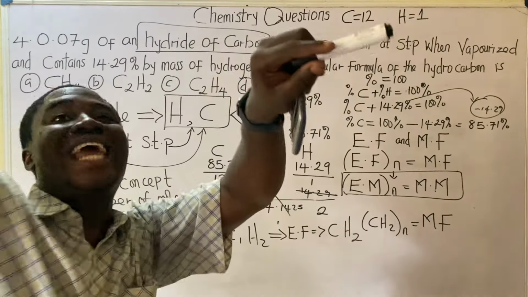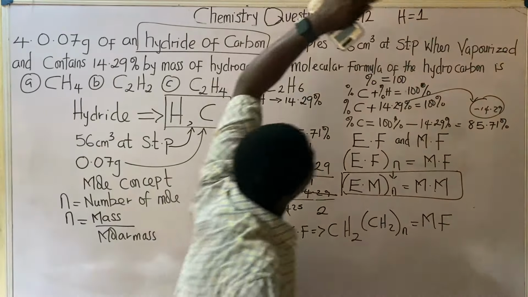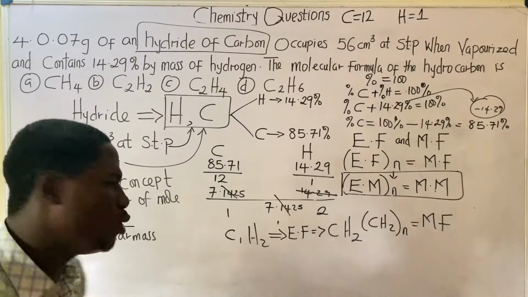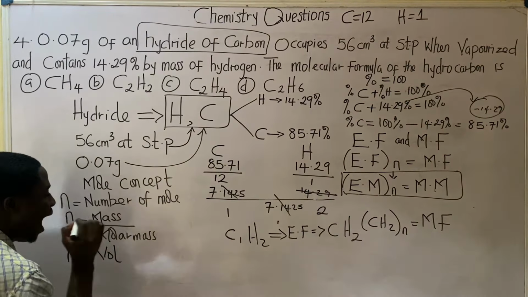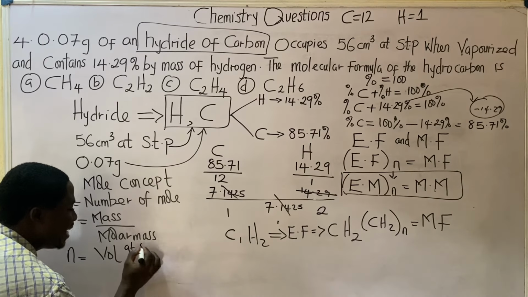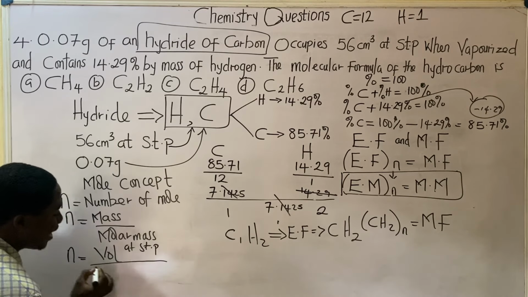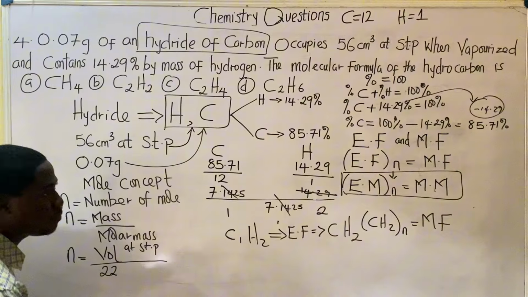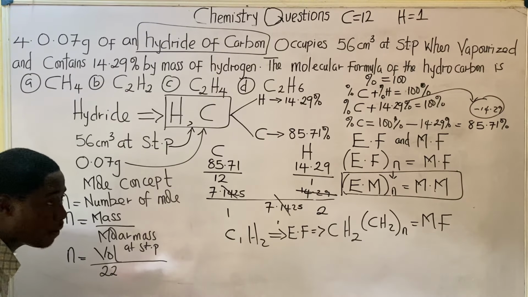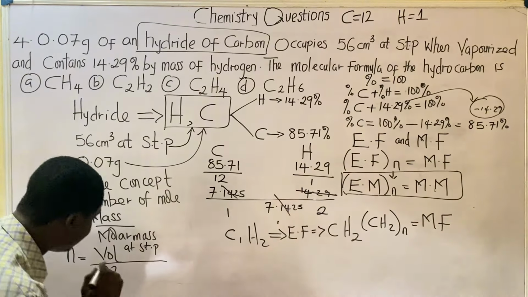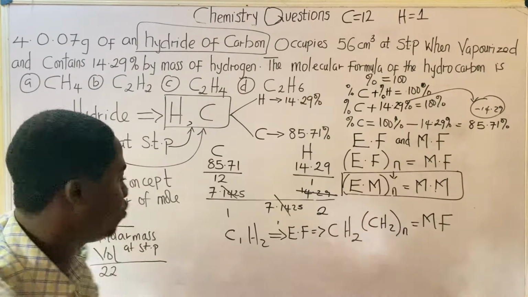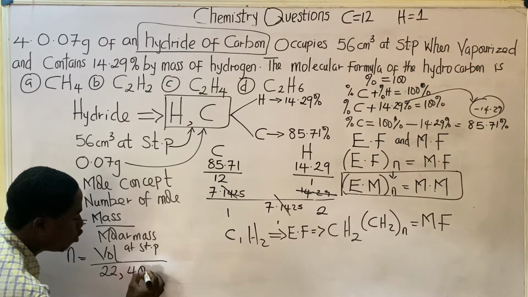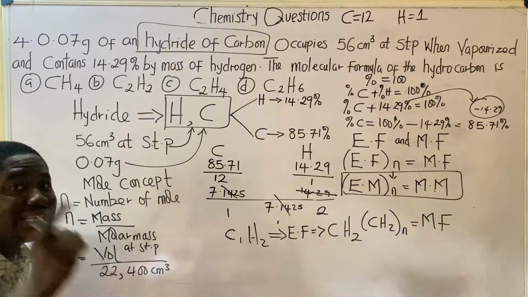That formula is at STP, because I saw STP in this question, and there is a formula for number of moles that has STP in it. That formula is number of moles is equal to volume at STP divided by 22.4 dm cube. Listen, divided by what? 22.4 dm cube. But because the volume given to us in this question was expressed in cm cube, it's going to be 22,400 cm cube. It is simple.